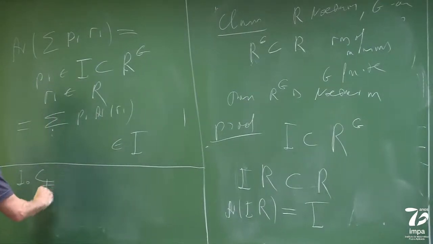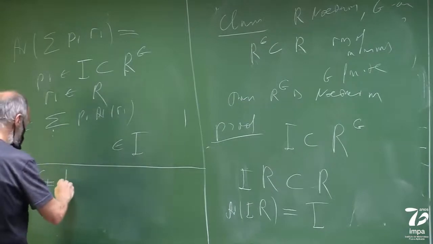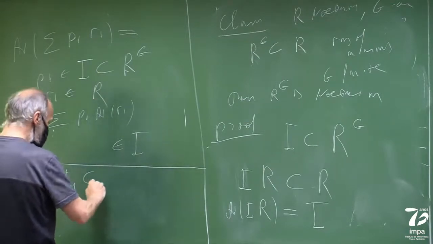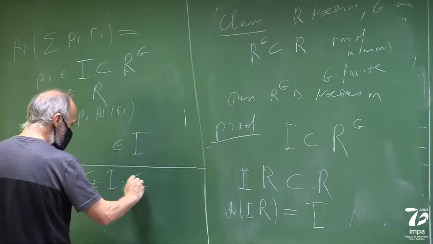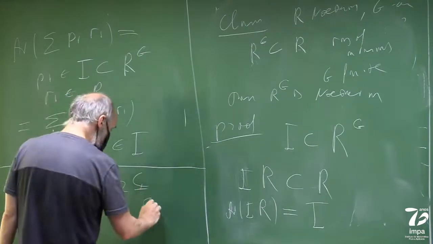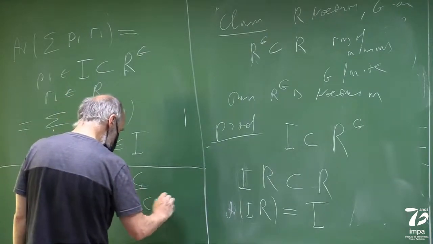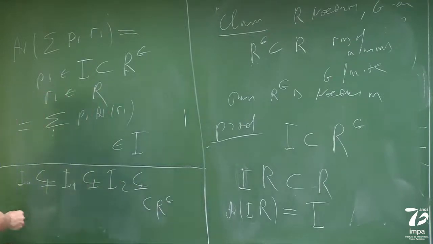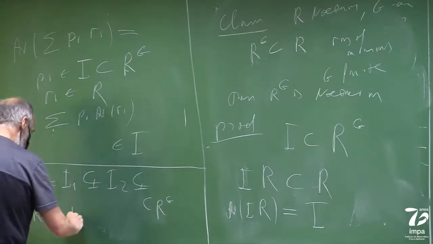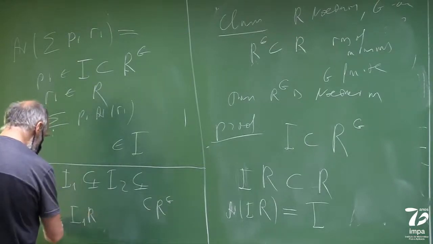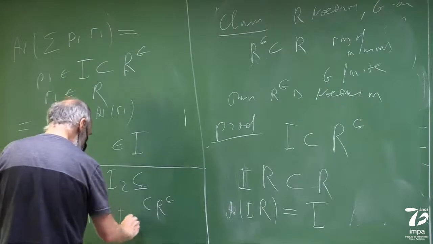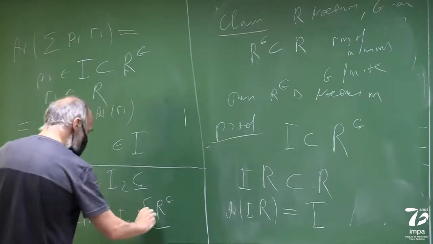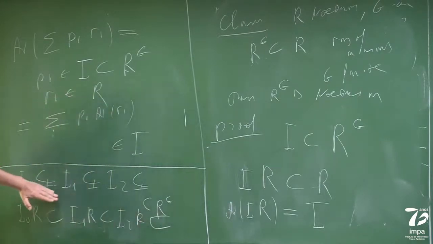I0 goes to, like, a strictly increasing chain of ideals: I1 goes to I2, and so on and so forth. And this is all our ideals in RG. This chain gives you another chain of ideals: I0R goes to I1R, inside I2R, and so on.